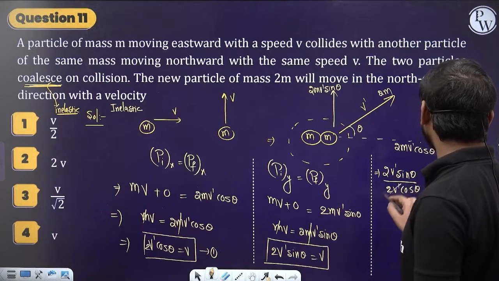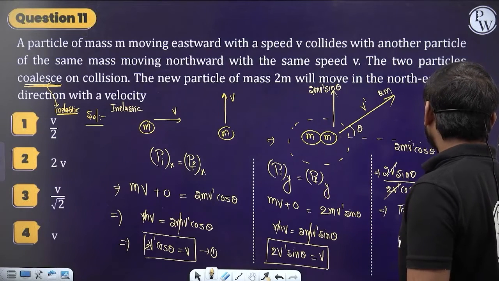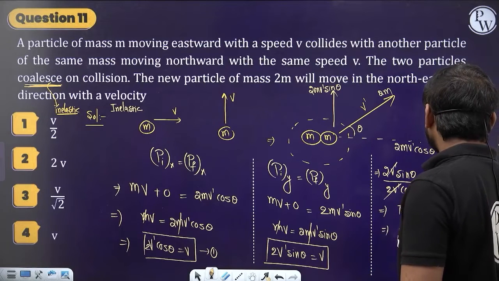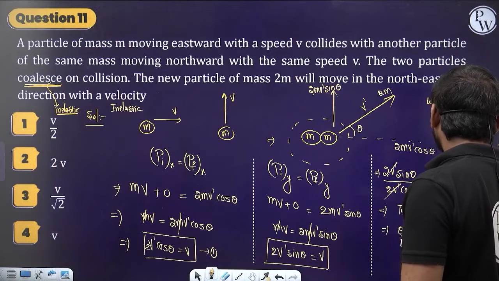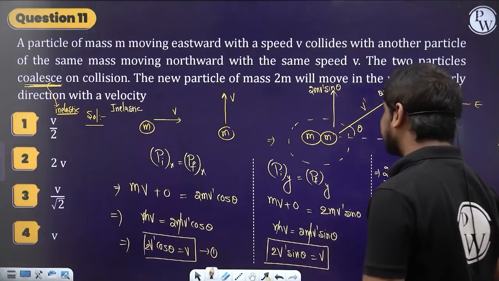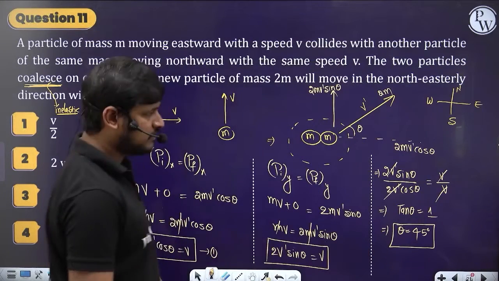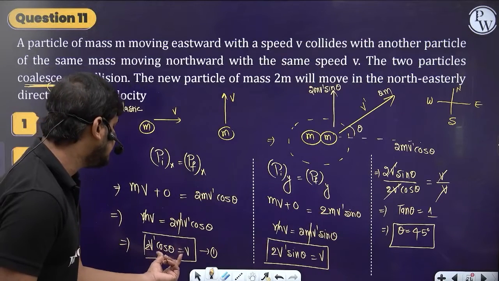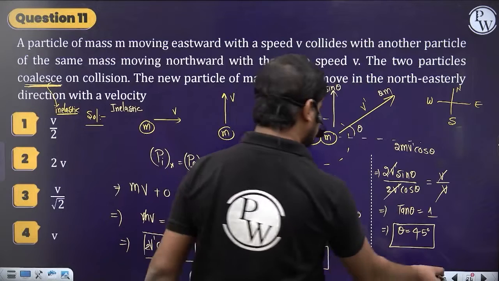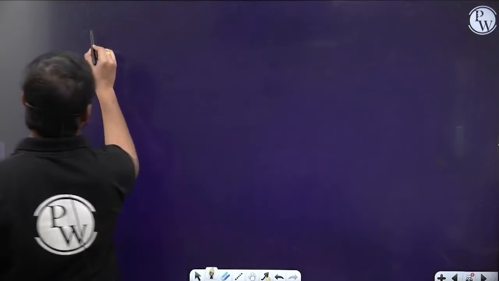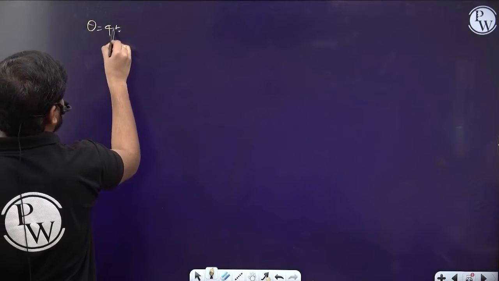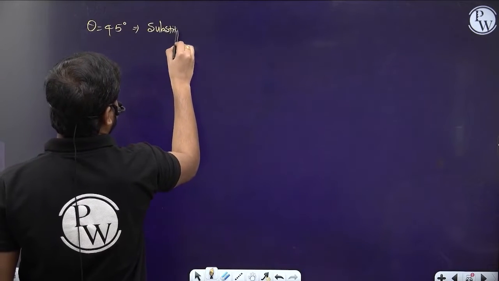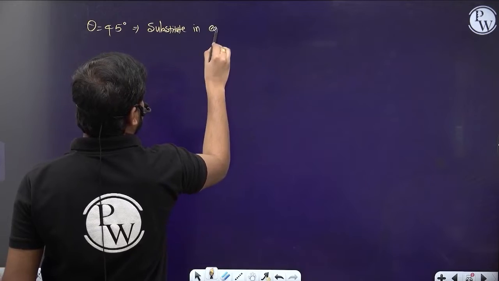Yes, v cancels, 2v dash cancels. So that means tan theta is equal to 1, which is nothing but theta equal to 45 degrees. But we do not require theta. We require the v dash velocity. So this 45 degrees, you substitute in either equation 1 or equation 2. Let's substitute theta equal to 45 degrees in equation 1.